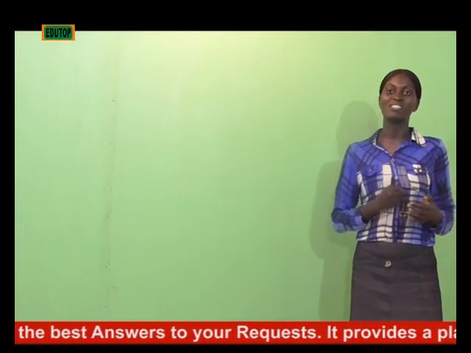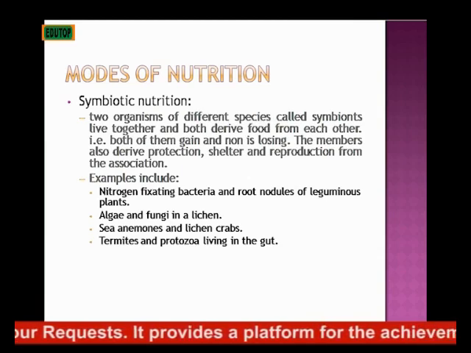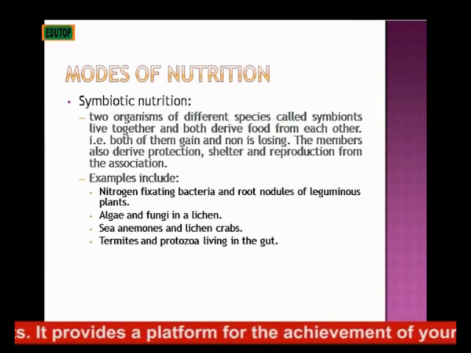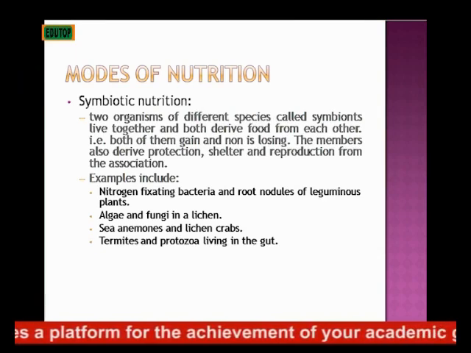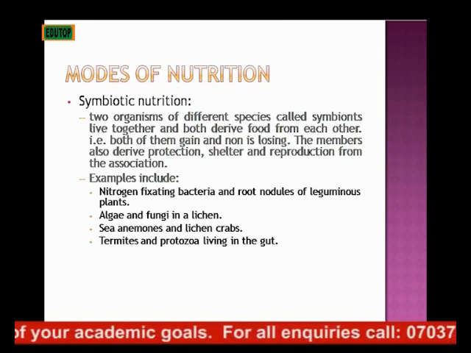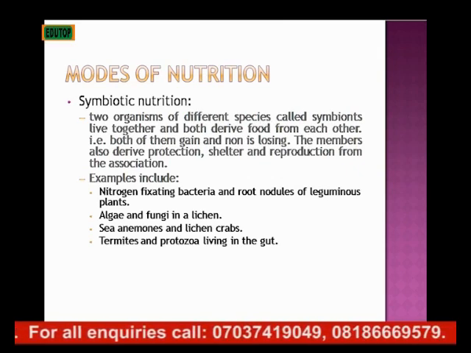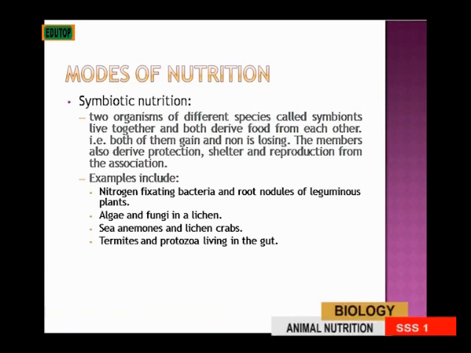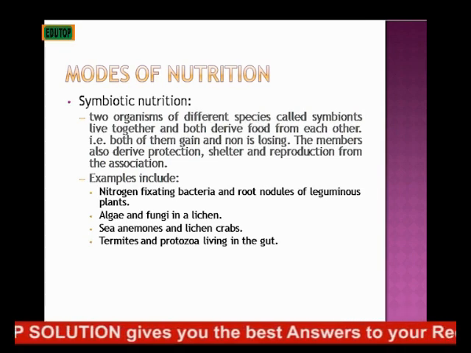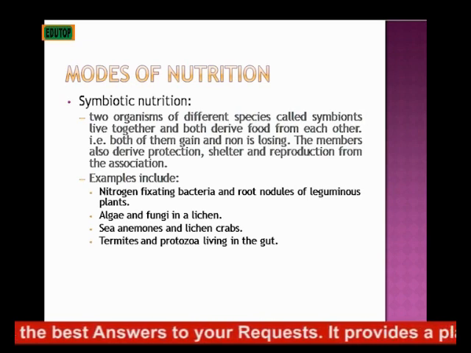Another mode of nutrition, we have the symbiotic nutrition. Symbiotic nutrition involves two organisms of different species that live together and derive food from each other. They come together, they derive food from each other. They both gain. None of them is losing. They both gain from each other, and they derive protection, shelter, and reproduction from the association.